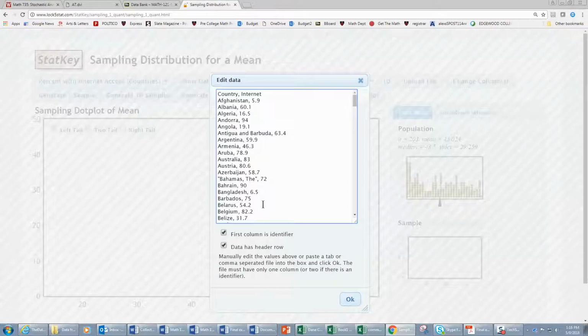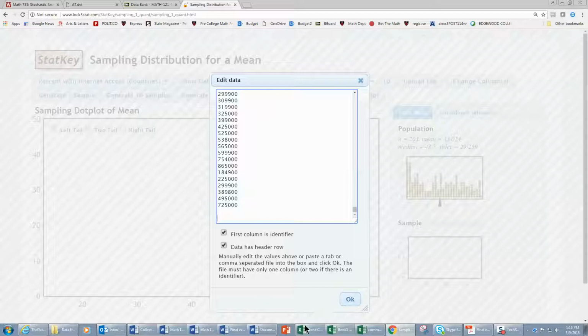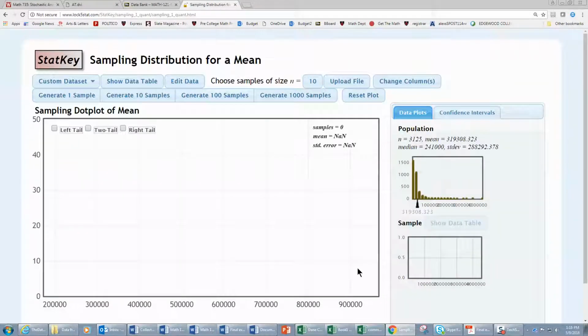And so I edit the data, get rid of everything that's in there, paste mine on top of it. I don't have a first column this time, so I get rid of that. I do have a header row. It says price, so these are the prices of about 3,000 houses in Dane County. Hit OK. Notice that it tells me about the whole data set. There's 3,125 houses. The mean is $319,000. The standard deviation is $288,000, or $288,292.